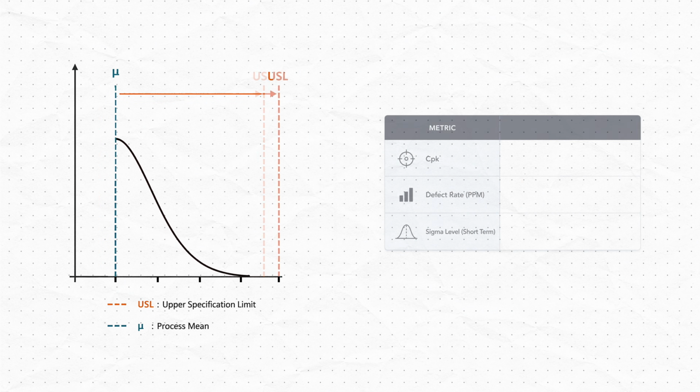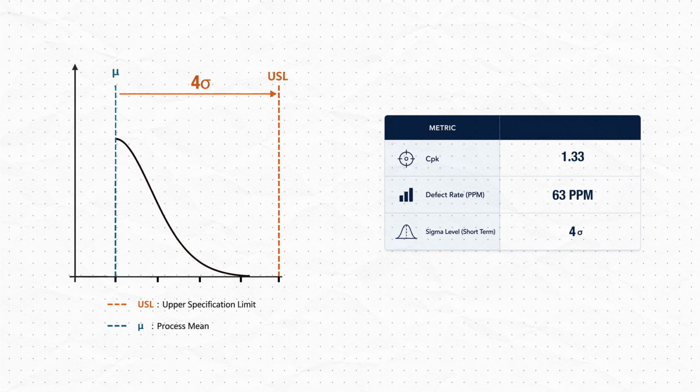Cpk of 1.33 corresponds to a 4 sigma process. The nearest specification limit, in our case the upper specification limit, sits 4 standard deviations away from the mean, giving you a defect rate of roughly 63 parts per million in the short term. This is the most common minimum requirement in manufacturing, and for good reason. It provides a full sigma of buffer beyond a barely capable process, which absorbs small shifts in the mean before defects appear. For most general purpose characteristics, 1.33 is the accepted floor for ongoing production.